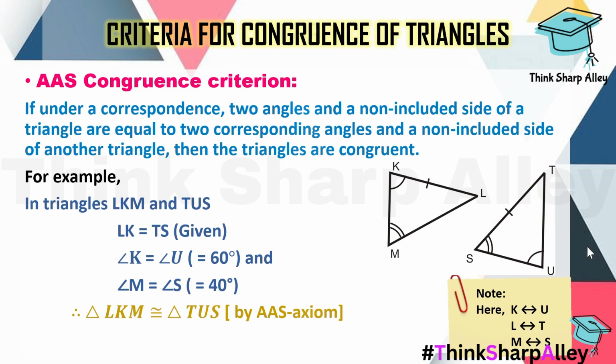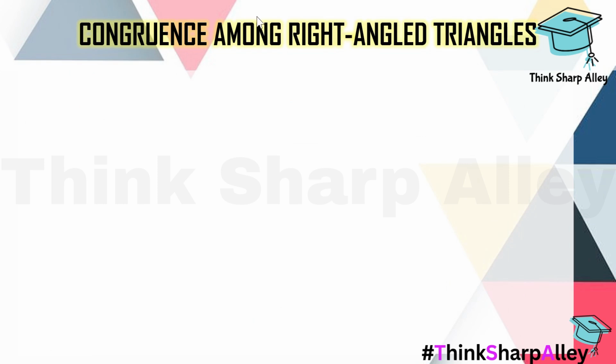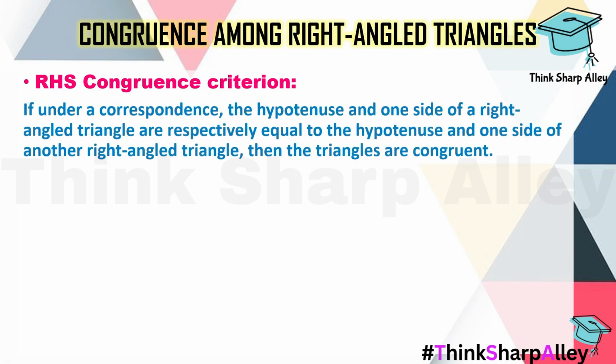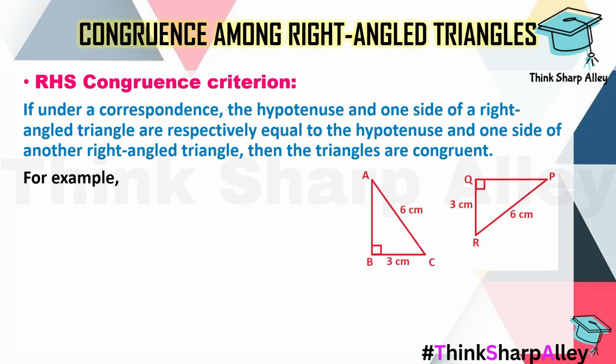So let's move on to the next congruency criteria, that's RHS. This one's special. This is because it's only for right angle triangles. If hypotenuse and one side are equal in both the triangles, then only the triangles are said to be congruent. So remember, if it's not a right angle triangle, you cannot use RHS. RHS triangles need just a right angle and hypotenuse, remember, and any one side.